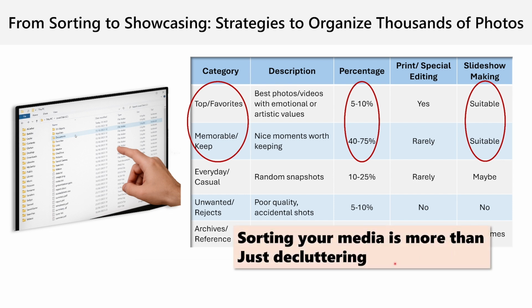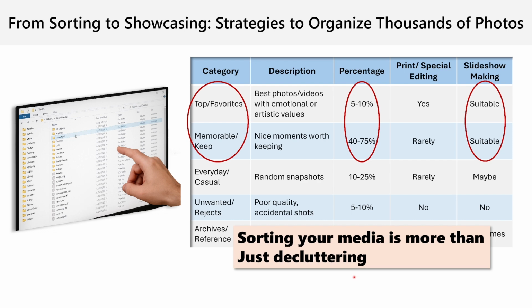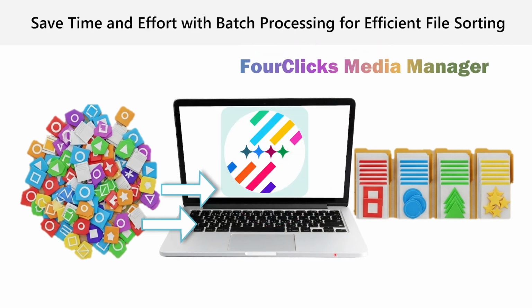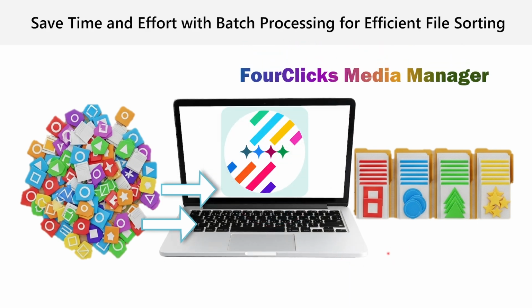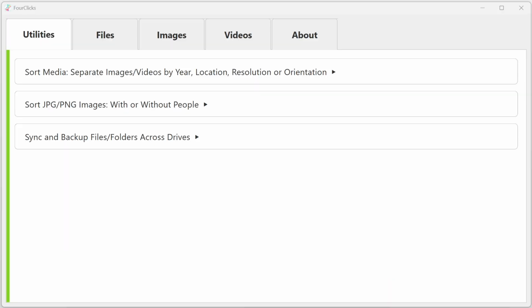This is exactly why sorting your media is more than just decluttering. It's a critical first step towards making your best memories more accessible, more organized, and ready for creative projects like slideshows, highlight reels, or albums. Now, let's face it, no one wants to manually drag and drop files or sort thousands of files by hand. That's where batch processing comes in, and why FourClicks Media Manager was designed with this in mind. With just a few clicks, you can automatically sort your media by year, location, resolution, or orientation, saving hours of effort. Let's see it in action.